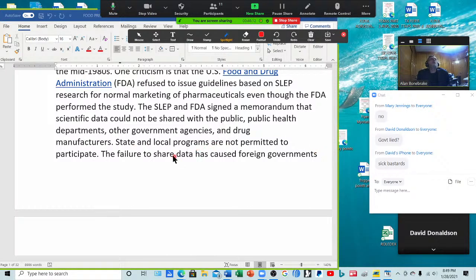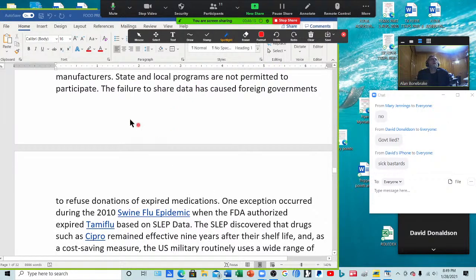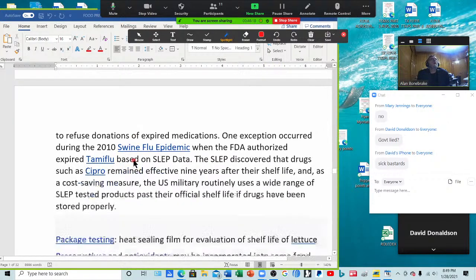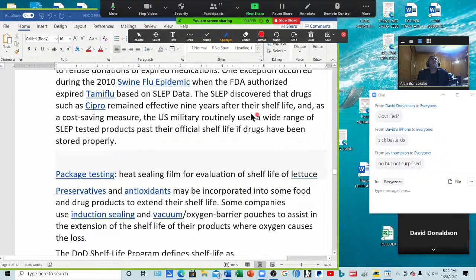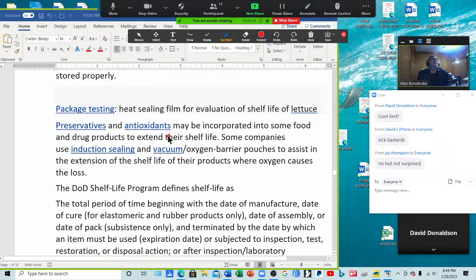State and local programs are not permitted to participate. The failure to share data has caused foreign governments to refuse donations of expired medications. Good for them. One exception occurred during the 2010 swine flu epidemic when the FDA authorized expired Tamiflu based on SLEP data. The SLEP discovered that drugs such as Cipro remained effective 9 years after their shelf life, and as a cost-saving measure, the U.S. military routinely uses a wide range of SLEP-tested products past their official shelf life if drugs have been stored properly.